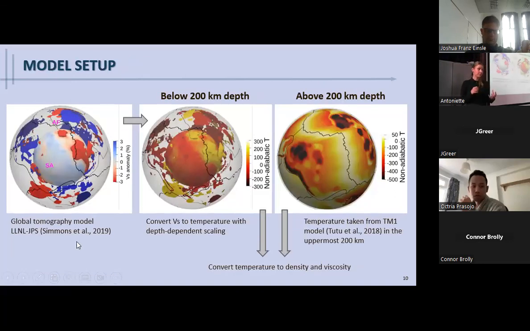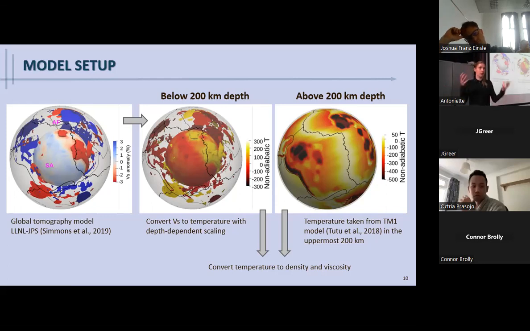from Simmons et al. And then we converted the seismic velocities in that model to temperature to give us the temperature structure in our geodynamic model below 200 kilometers depth. And above that depth, we have other observations that give us a better idea of what the temperature is, like the heat flux in the continents, or we know the age of the oceanic plates, and we know where trenches are, so where subduction zones are located. So in the uppermost part of the model, we use those other observations to constrain our temperature. And so we combined those 2 models to give us the temperature structure for our whole mantle, and then converted that to density and to viscosity.